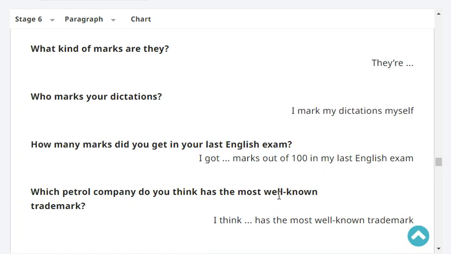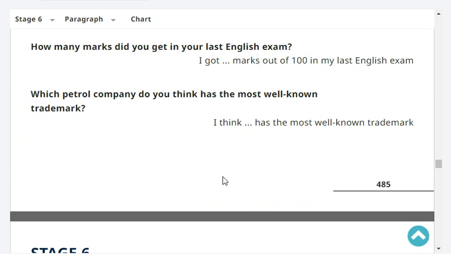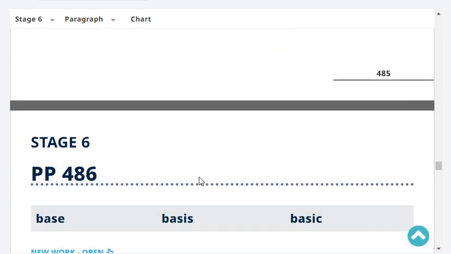How many marks did you get in your last English exam? I got 100 marks out of 100 in my last English exam. Which petrol company do you think has the most well-known trademark? I think Shell has the most well-known trademark. Very good.